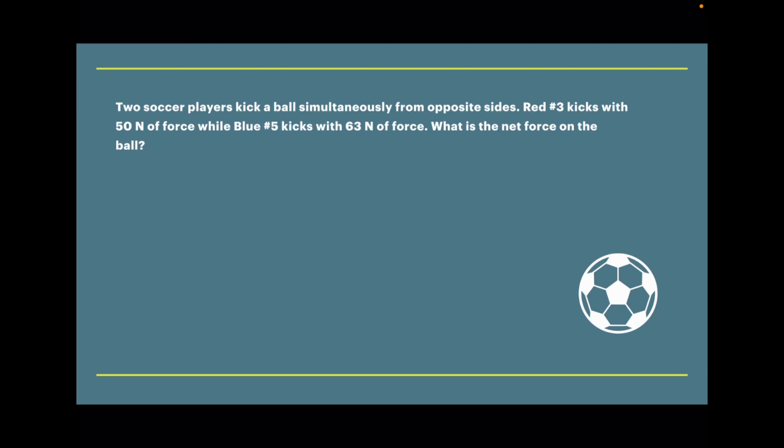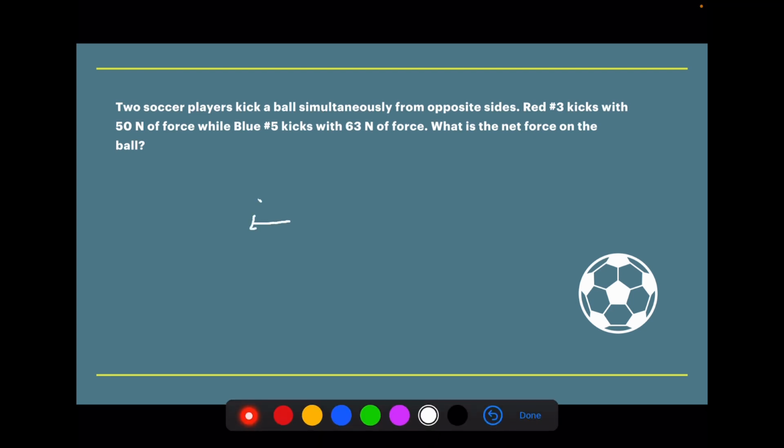Two soccer players kick a ball simultaneously from opposite sides. Red kicks with 50 Newton of force, while blue kicks with 63 Newton of force. What is the net force on the ball? So first draw the diagram. It is going 50 this way, suppose, and since it is going from opposite sides, it is going 63 Newton this way. So the net force is 50 Newton minus 63 Newton, which equals negative 13 Newton.